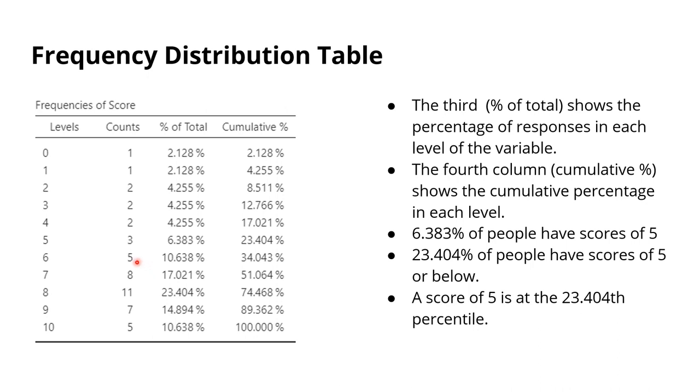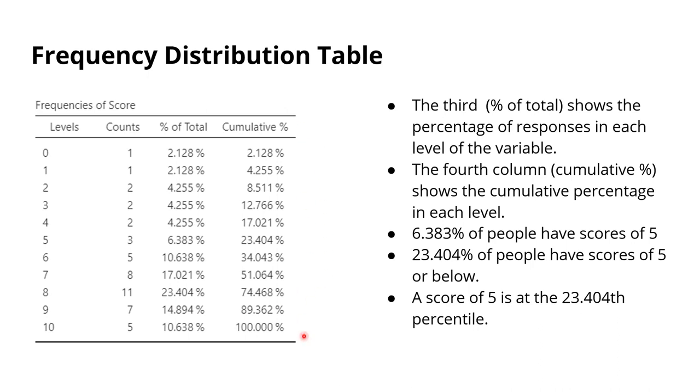So, for example, for level 6, 5 people got 6 correct. Take 5 divided by 47, and that gives you the percent of the total is 10.638% of people. Right? Or for category 8, 11 people had scores of 8. Take 11 divided by 47, multiply by 100, and it gives you 23.404%.